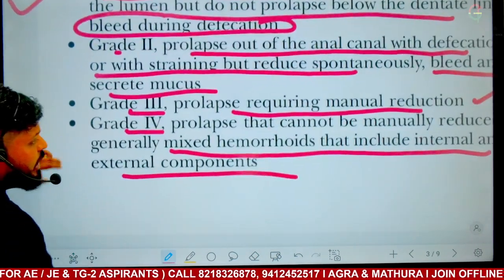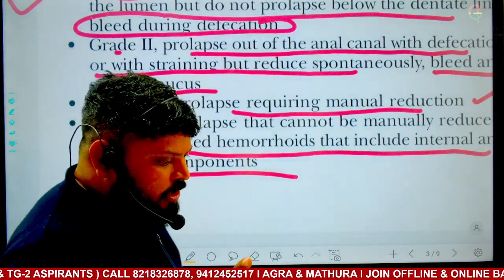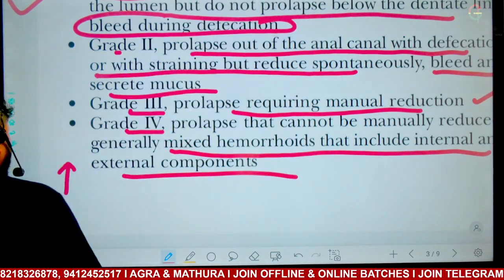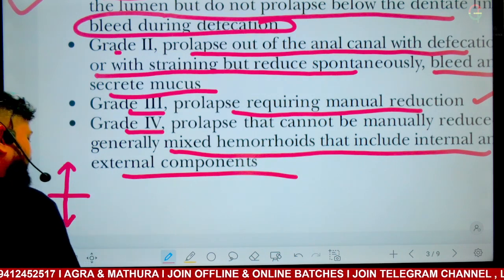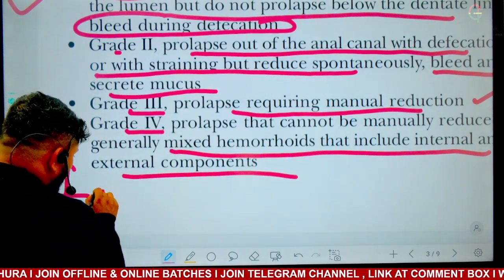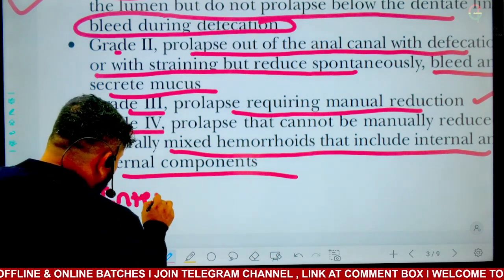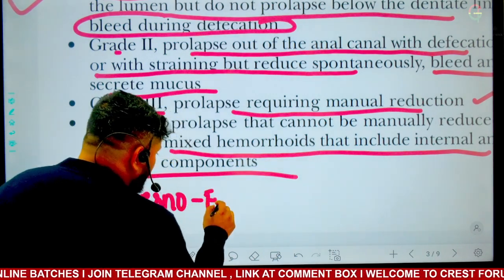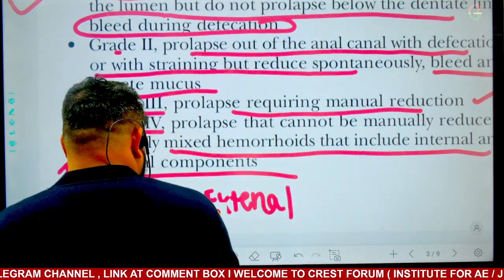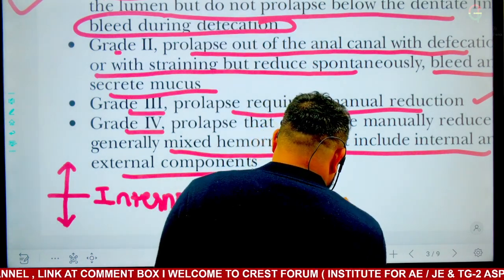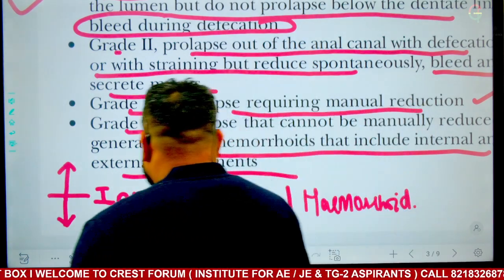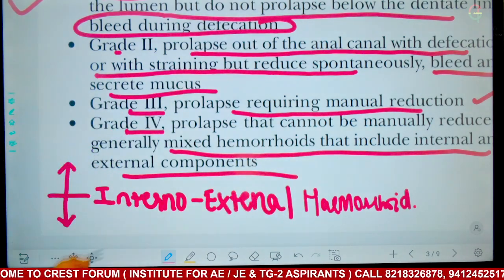Now see, I have talked about one classification on the basis of etiology, internal hemorrhoids and external hemorrhoids. In internal hemorrhoids, above the dentate line, and below the dentate line, external hemorrhoids. Now there is one component also called interno-external hemorrhoid. In grade 3 and grade 4 condition, what happens?